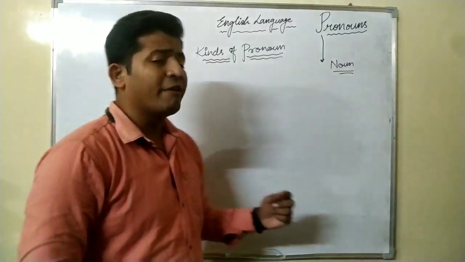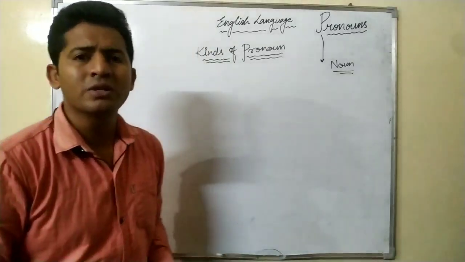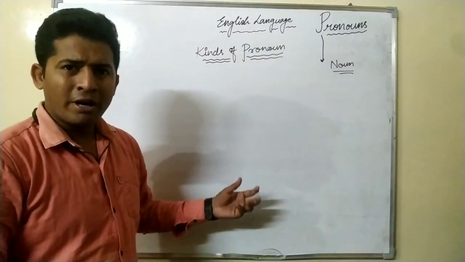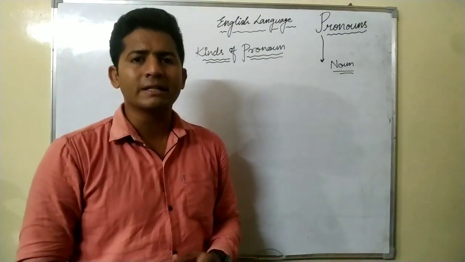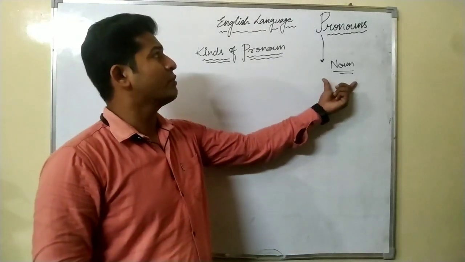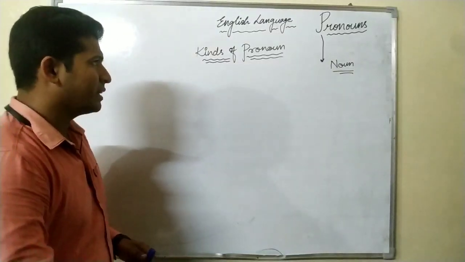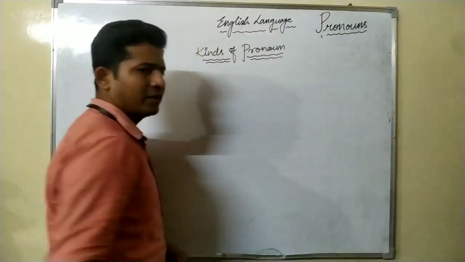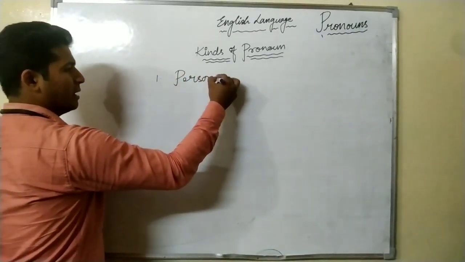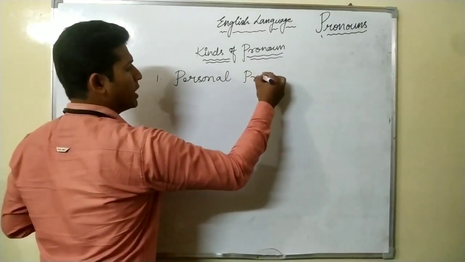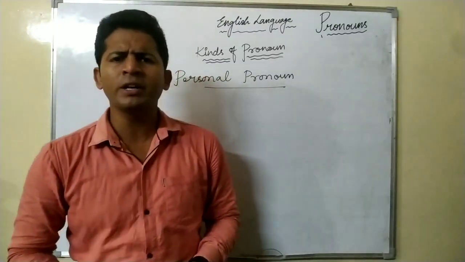I explained to you very clearly that if you continuously use a noun in a sentence or in a paragraph, it looks awkward. So to remove that awkwardness, we replace the noun with a pronoun. This is why we use pronoun. Then we studied different kinds of pronoun, in which the first kind was personal pronoun. We studied there are three types of persons: first person, second person, third person.